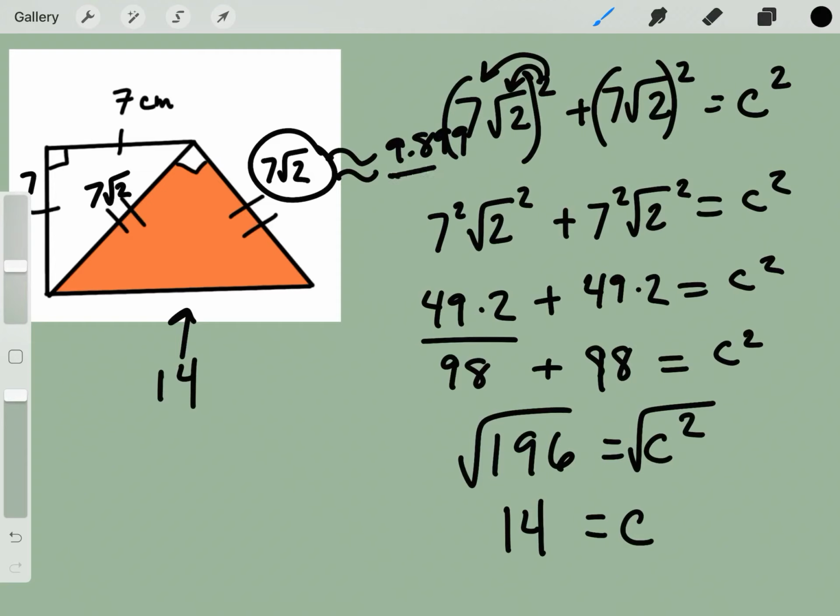And then I'm just going to add all those numbers up. This plus 14 plus 7 plus 7. So when I add those all together, what do you get? The perimeter of this is going to be 37.899, and so on.